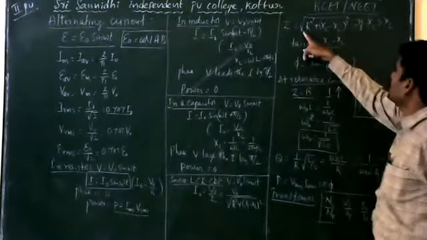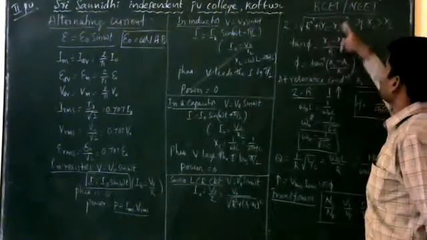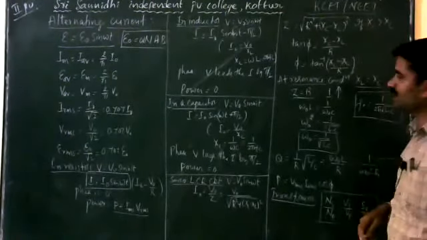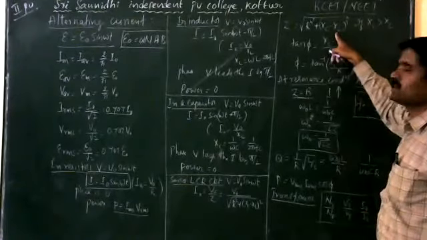Z is equal to root of R square plus (XL minus XC) whole square. There can be some more conditions, such as XL being greater than XC.